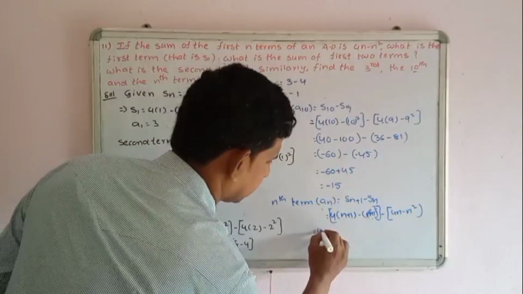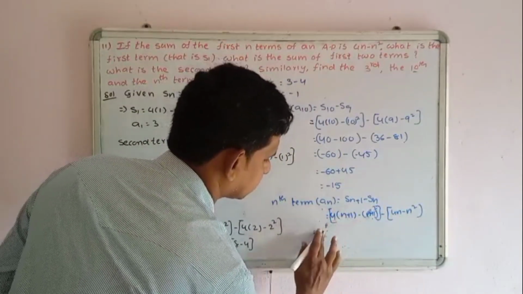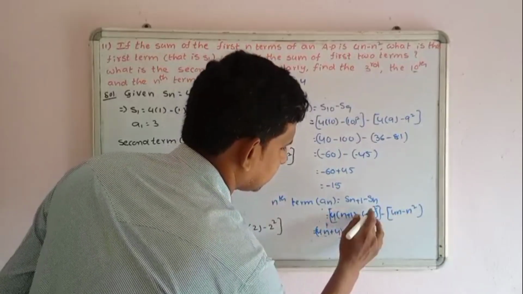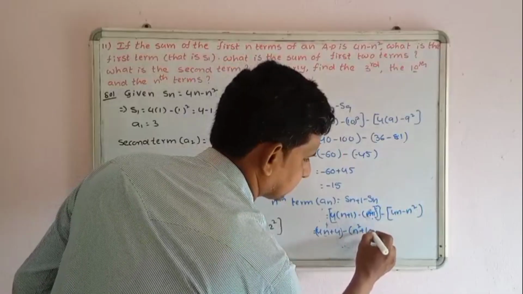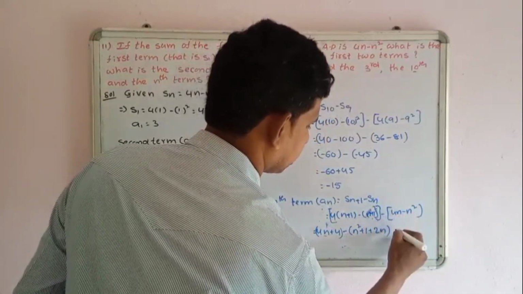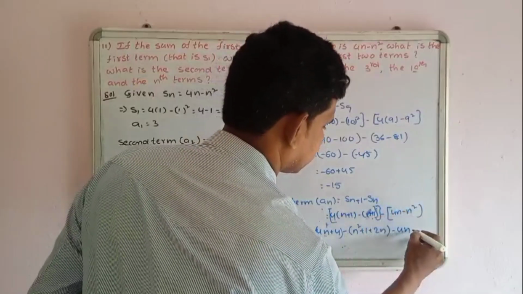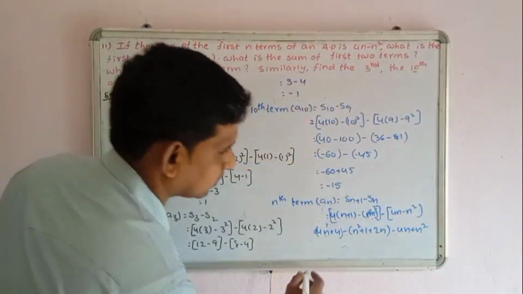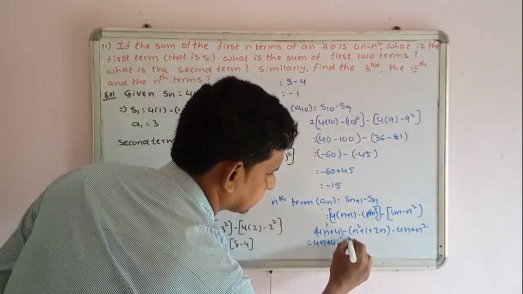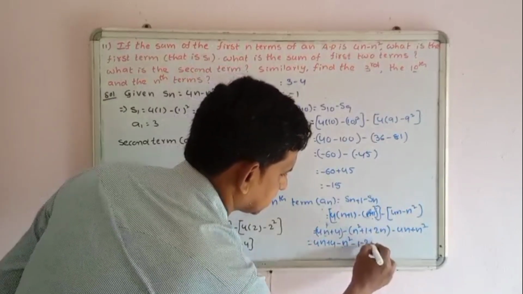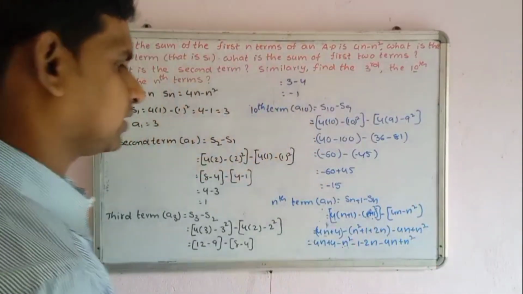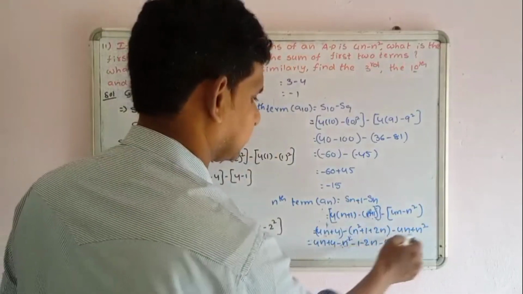4 into n is 4n, plus 4, minus (a plus b) whole square, which is a square plus b square plus 2ab. Now minus into 4n is minus 4n, and minus into minus is plus n square. So 4n plus 4 minus n square minus 1 minus 2n minus 4n plus n square. Observe that here n square can cancel.